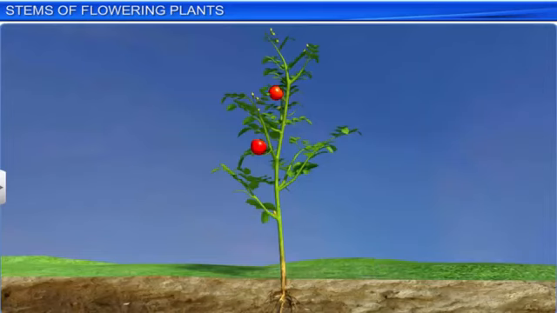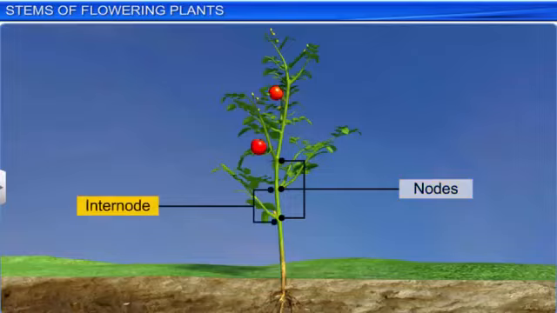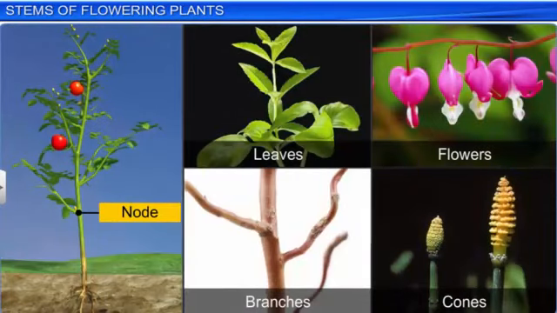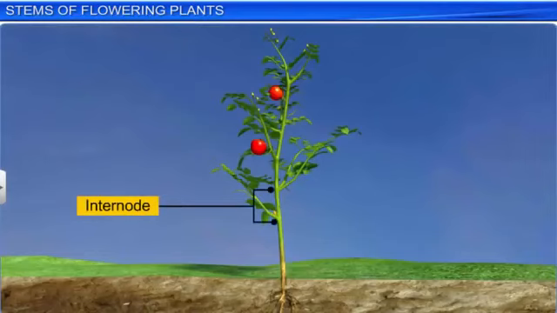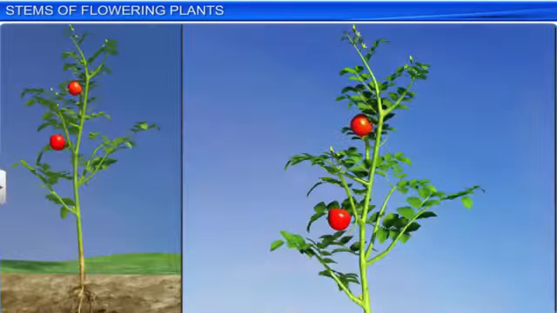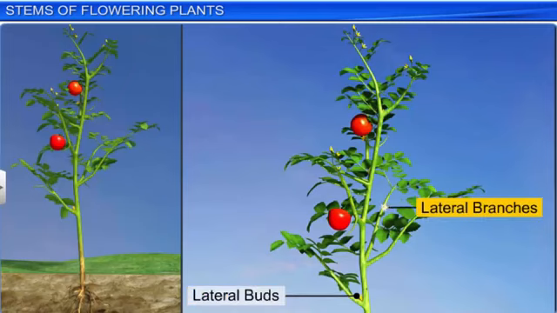A stem usually has many nodes and internodes. A node is a region from where leaves, flowers, branches or cones emerge, while an internode is the portion between two nodes. As the stem grows, many lateral buds emerge, which grow into lateral branches. These branches further develop other lateral shoots called twigs or branchlets.